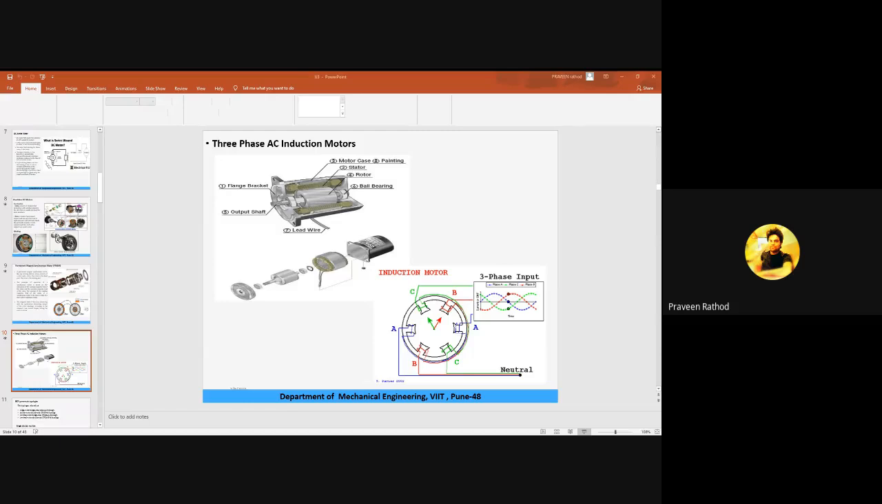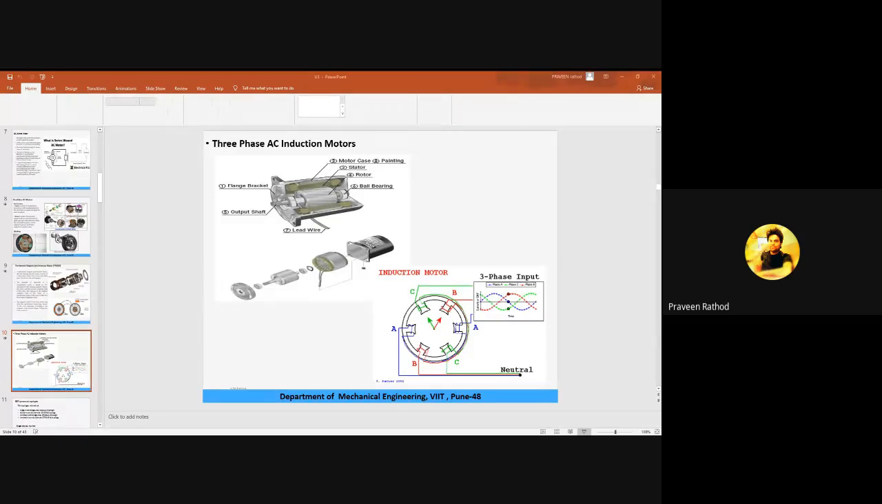It means north and south poles are generated on the stator, and simultaneously north and south poles are generated on the rotor also. With the help of that, opposite poles attract each other and like poles repel each other. That's the attraction and repulsion principle. Also we know Fleming's left hand rule, or Faraday's law of electromagnetic induction: whenever we keep a current carrying conductor in a magnetic field, it experiences a force. According to those laws, this motor also works.